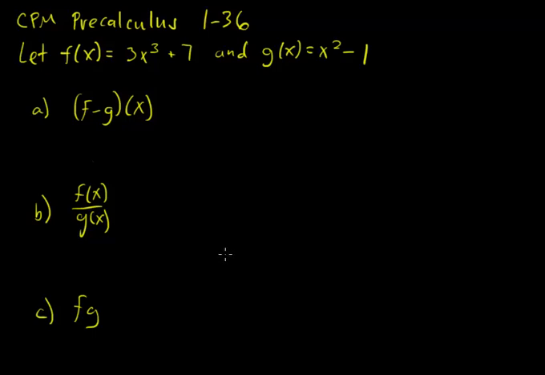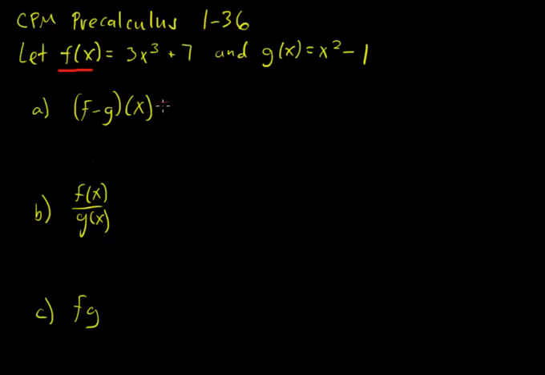So this is CPM Precalculus, Chapter 1, number 36. We're given f of x as 3x cubed plus 7 and g of x defined as x squared minus 1. Now, part A is asking us to find and simplify f minus g of x.